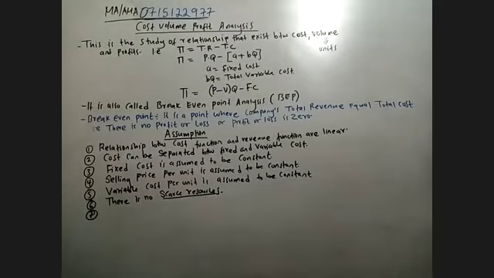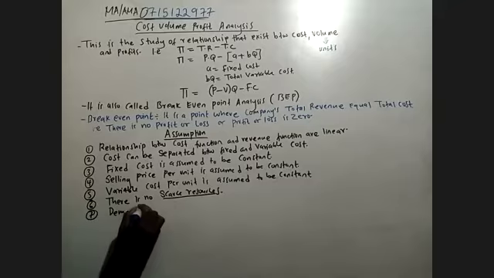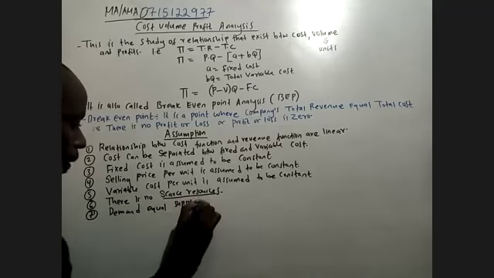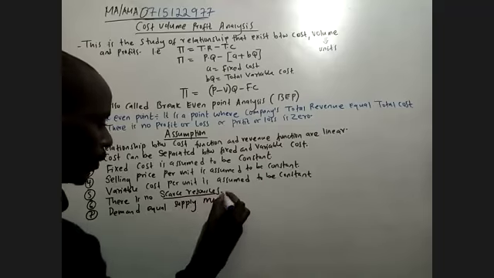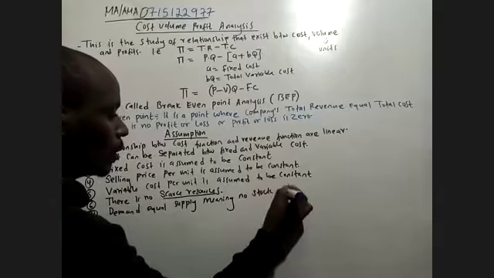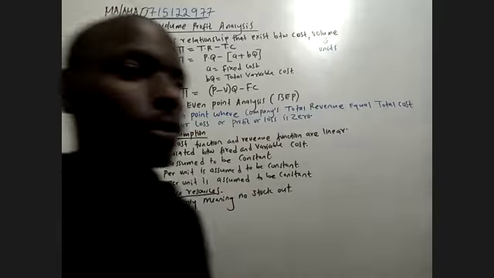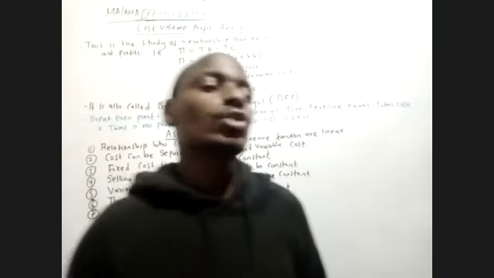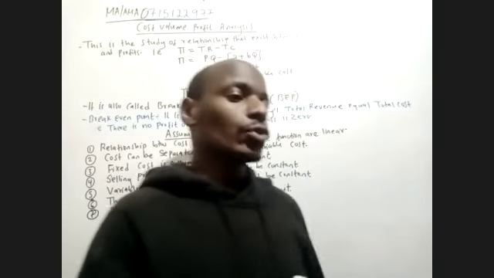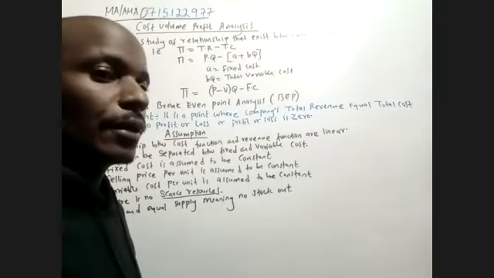Anyway, next, demand is assumed to be equal to supply. Demand equals supply, meaning no stock out. Now, we shall never run out of stock. We shall always have the stock with you. We shall never run out of stock. So demand is assumed to be equal to supply.